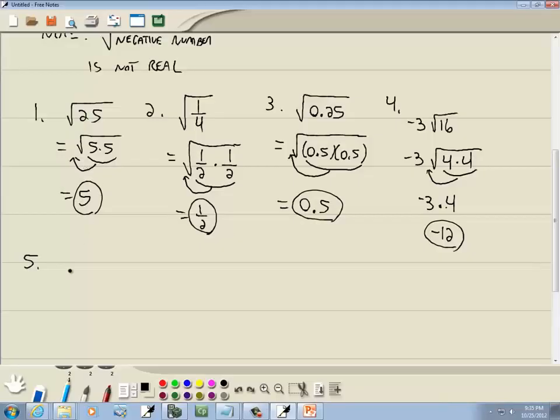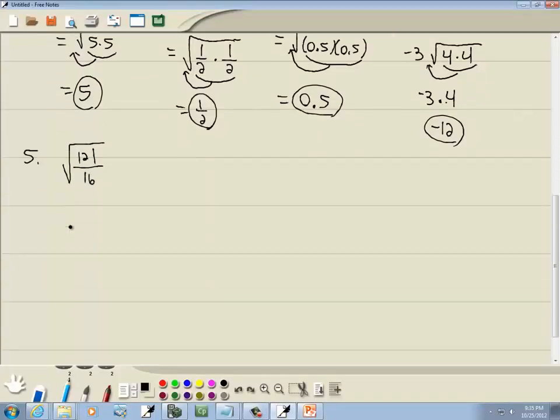Number 5. The square root of 121 over 16. Well, if I think of this fraction-wise, for 121, that's 11 times 11. And for 16, that's 4 times 4. So 11 fourths times 11 fourths will give you 121 over 16. With the square root, we're looking for a pair of somethings. Here's a pair of 11 fourths. So that's going to come out in front as a single 11 fourths. And that's our answer.